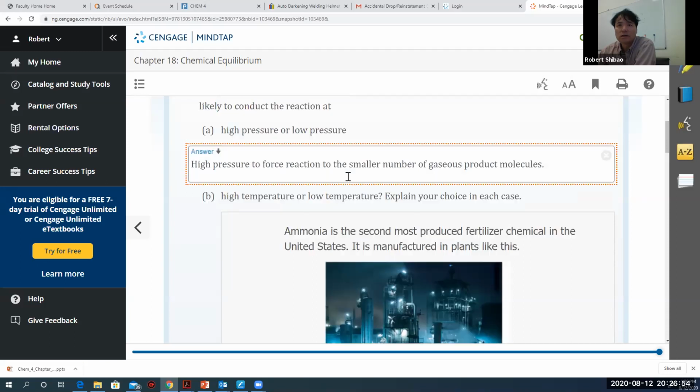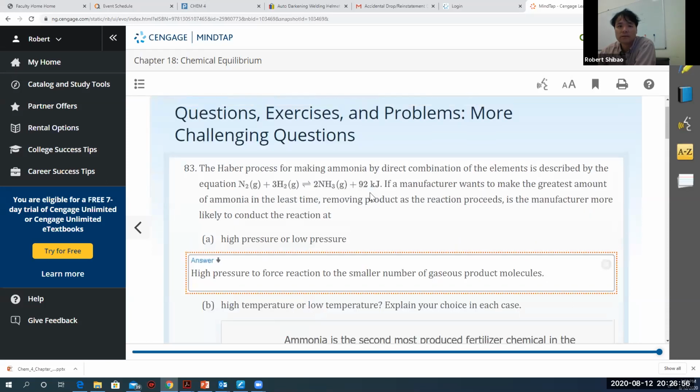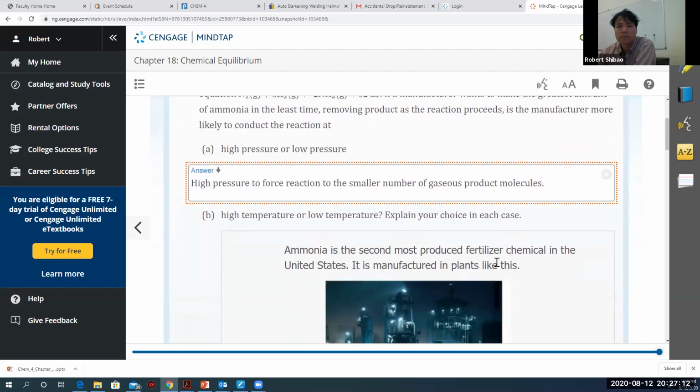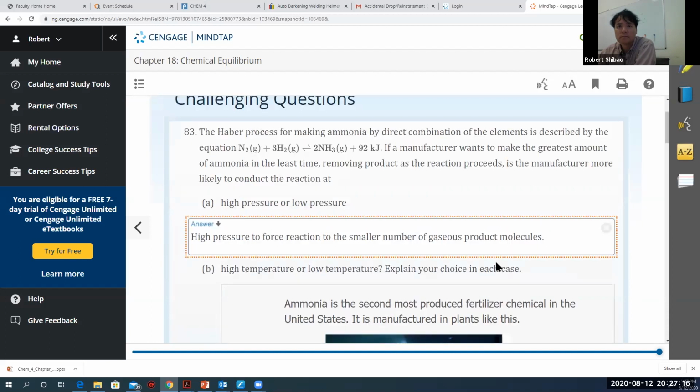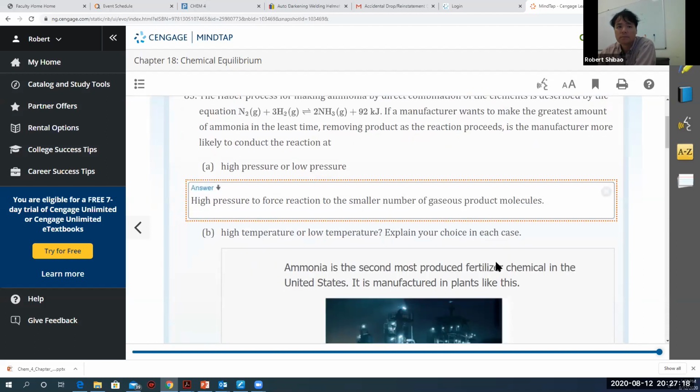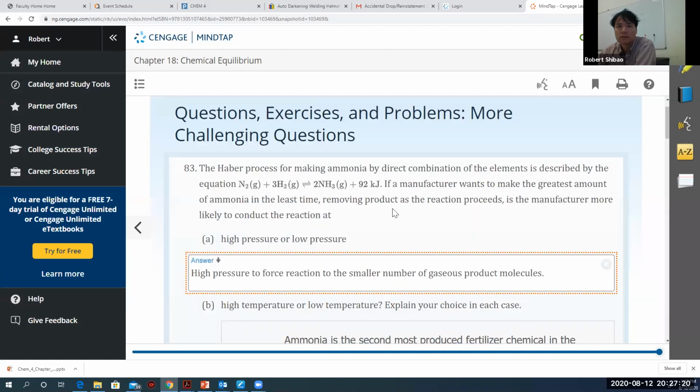High temperature or low temperature? This one. Okay, high temperature.